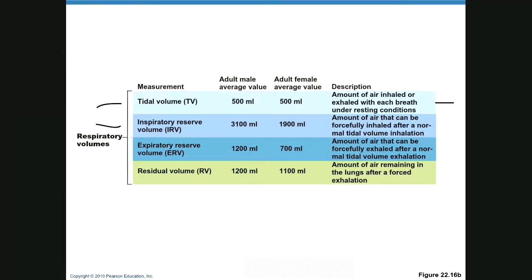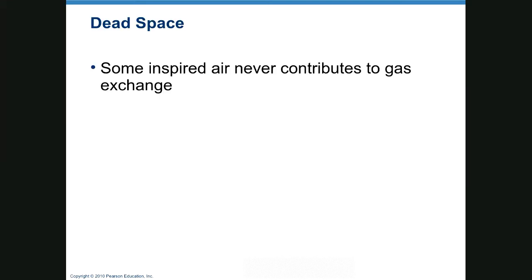Inspiratory reserve volume, and you see the males have a much higher volume than the females, is the amount of air that could be forcefully inhaled after a normal tidal volume inhalation. Expiratory reserve volume, and again, males have a larger volume, is the amount of air that can be forcefully exhaled after normal tidal volume exhalation. And residual volume is what's left. You never get rid of all the air. It's the amount of air remaining in the lungs after forced exhalation. There's always going to be some dead space that never contributes to gas exchange.